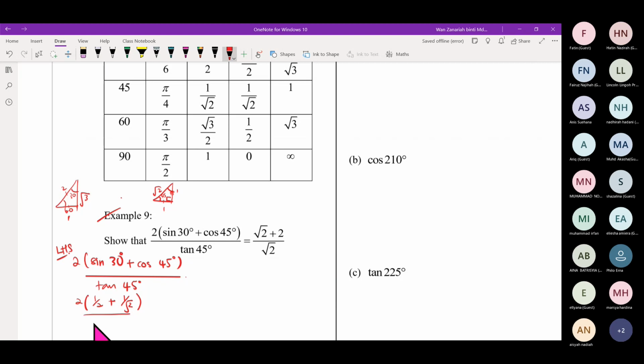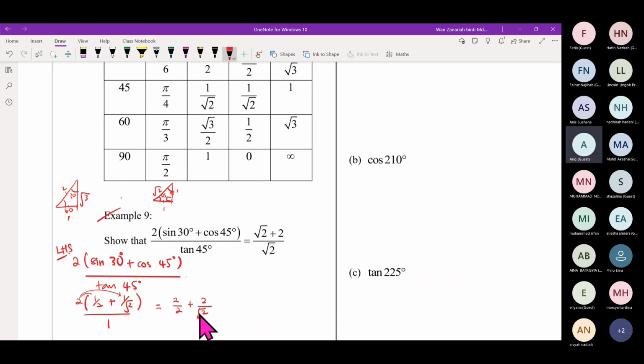Over with tangent 45. So tangent opposite and sohkah toa. So opposite adjacent. So 1. 1 sahaja. Okay. So mari kita expand. Selesaikan. So 1/2 plus 1 over root 2 plus 1. Betul? Betul students? Betul. Okay. Betul.